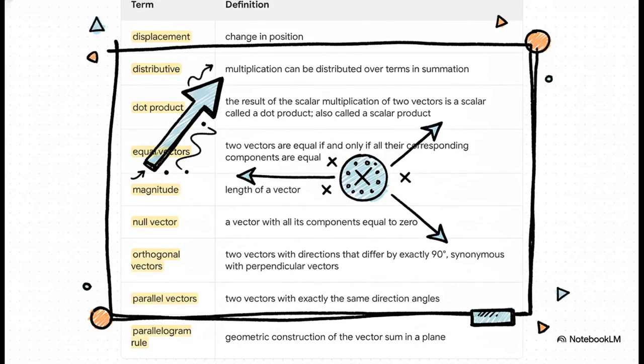And on to the next set. Now we're getting into some heavy hitters, like magnitude, which is just a fancy word for the length or size of the vector, and dot product, which is one of the two main ways we can multiply vectors. Again, feel free to pause and get familiar with these.